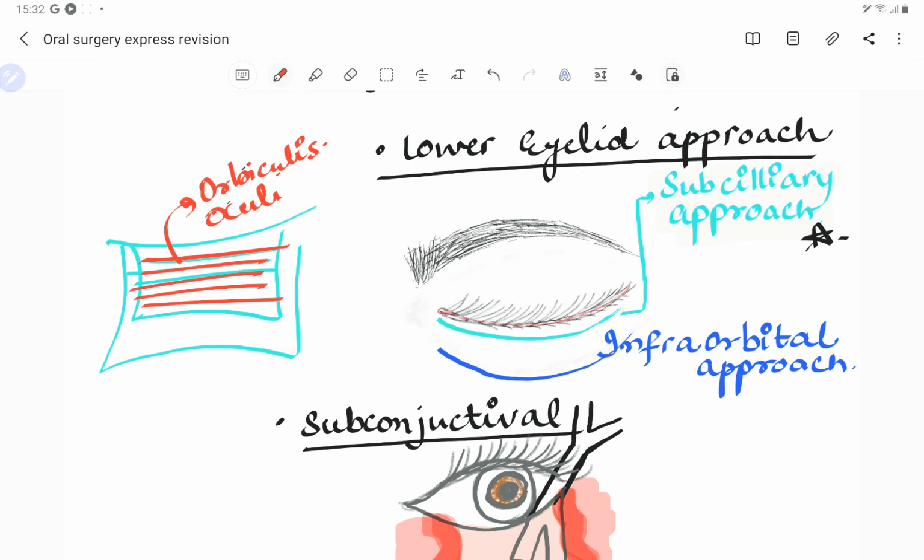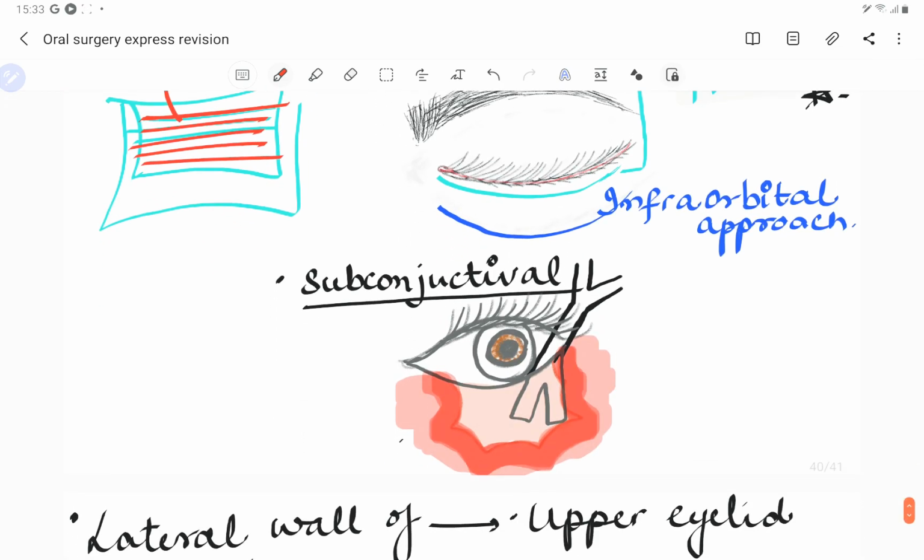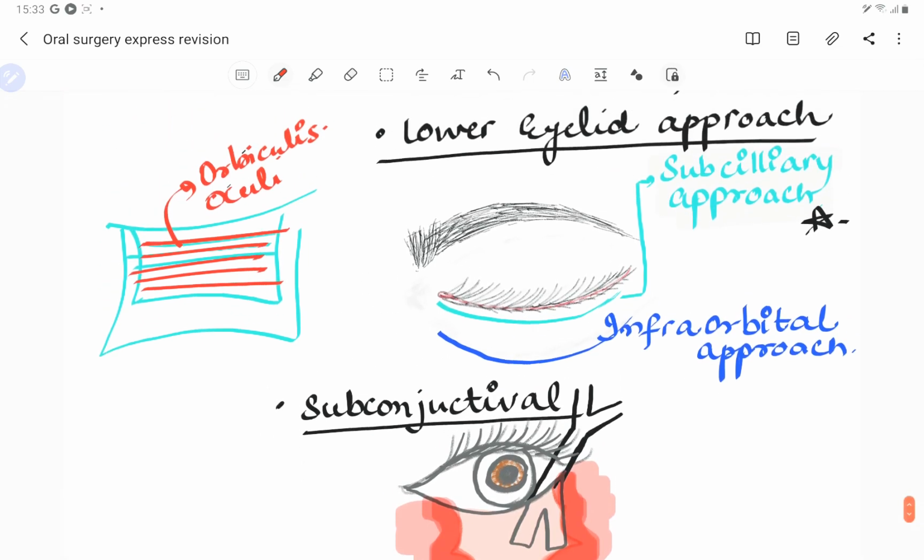So once we place an incision parallel to the ciliary margin, we can see the orbicularis oculi muscle, and then it is dissected in the direction of the muscle fiber. We go deep inside, and then we can see the orbital septum. Then we keep on going and we can see the infraorbital rim. So in order to reach the lower orbital rim and the orbital floor, say in case of Le Fort 2 fracture, we go for the lower eyelid approach. The best one is the subciliary.